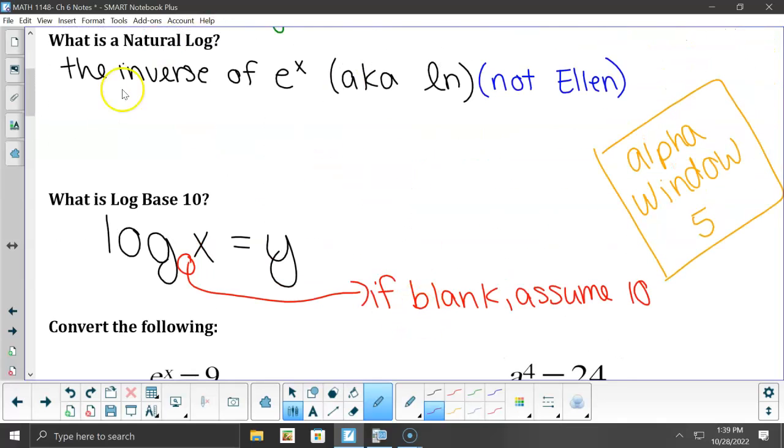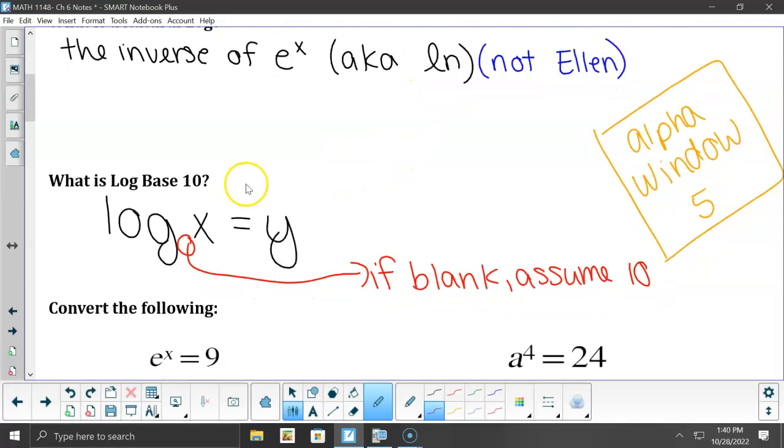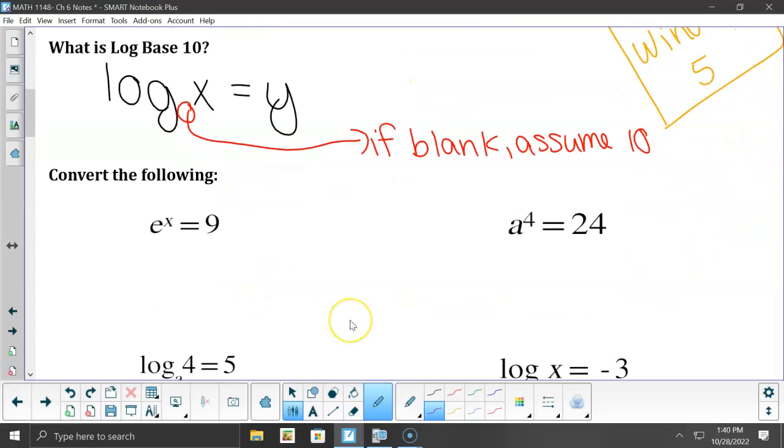All right, Danica. Natural log is just log base E. Here, give me 1 second.